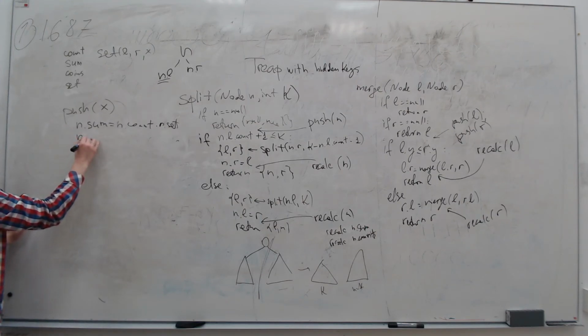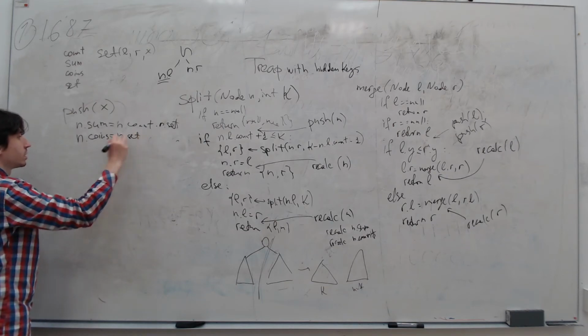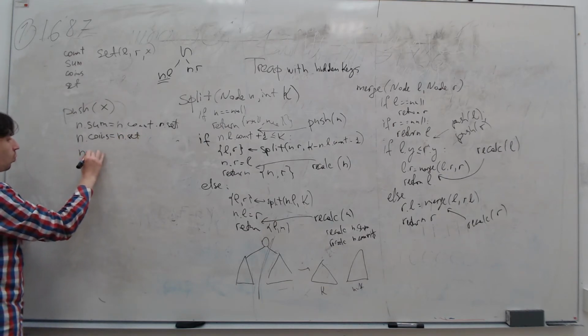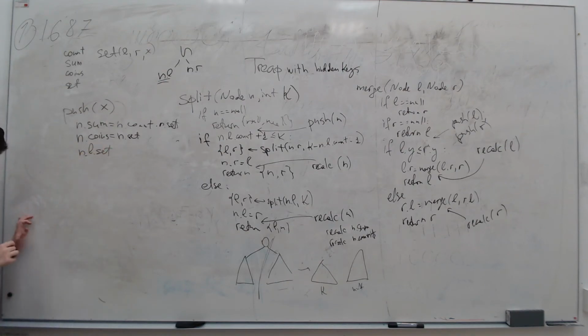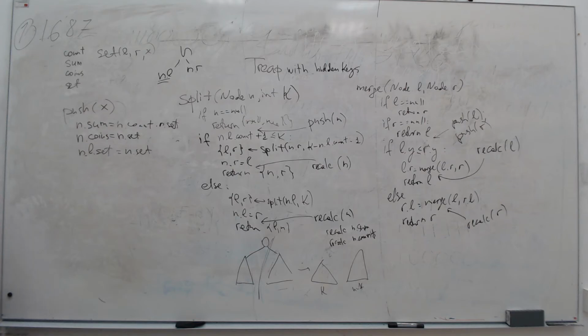Then, what should I do with coins? How many coins will this node have? Set coins, right? Then, what should we do with the left child? It's also equal to set coins, but we should just remark that next time with n dot set. It's simply that the set operation overrides other operations.